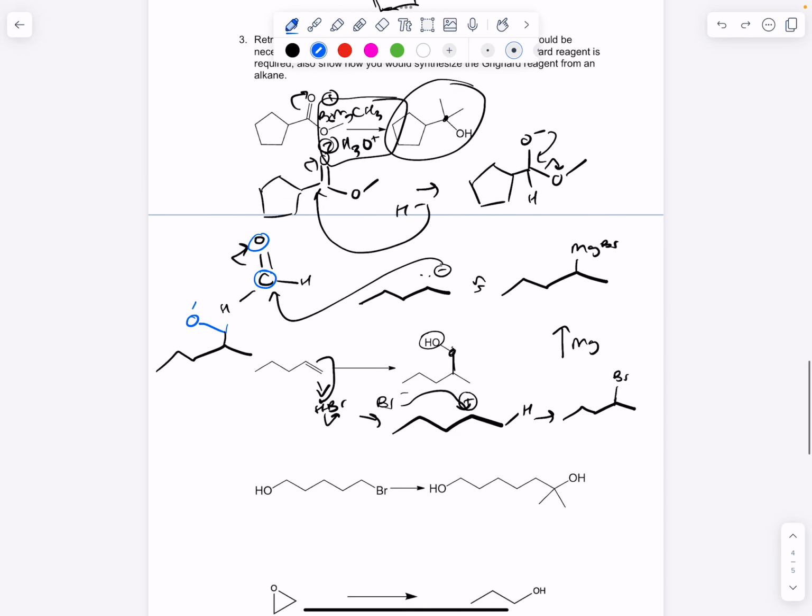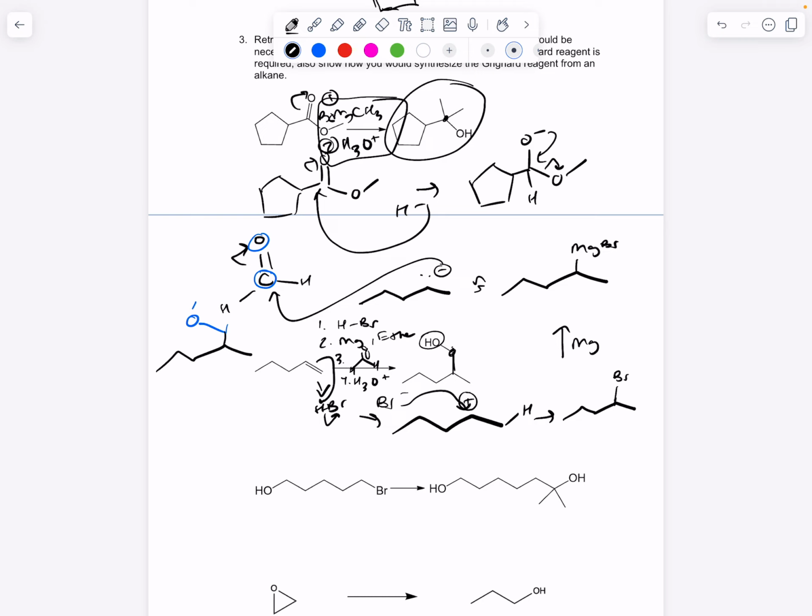So the answer to this question, what I would put for my reagents would be 1, I would add HBr. 2, I would add magnesium in ether. 3, I would add formaldehyde. And then 4, I would add acid. So I would do it in that order.